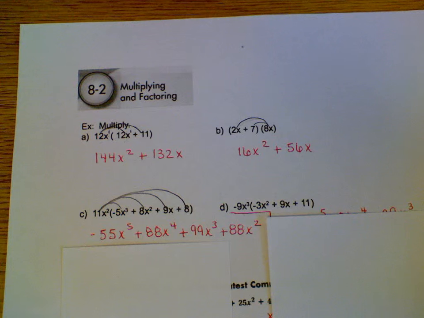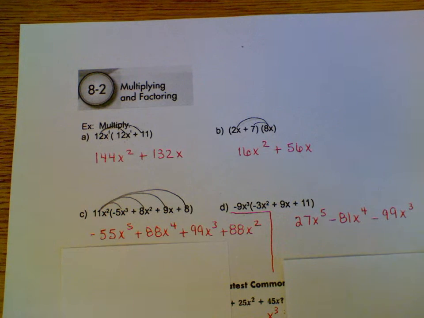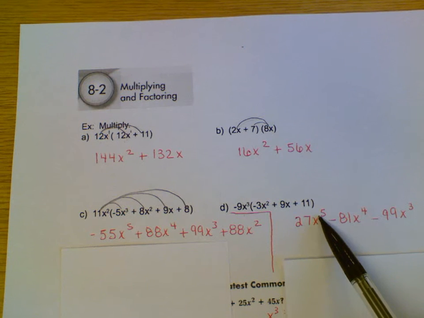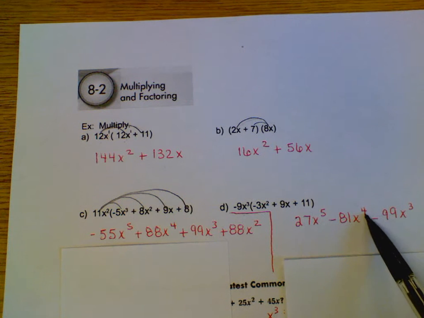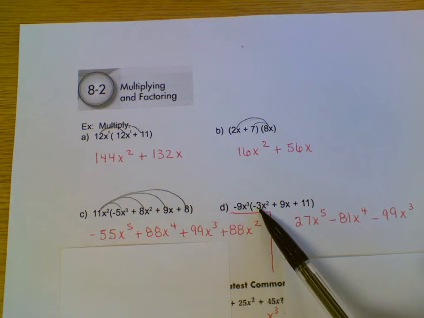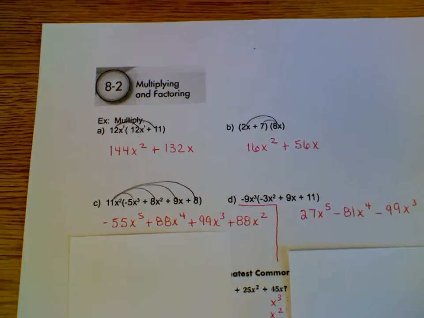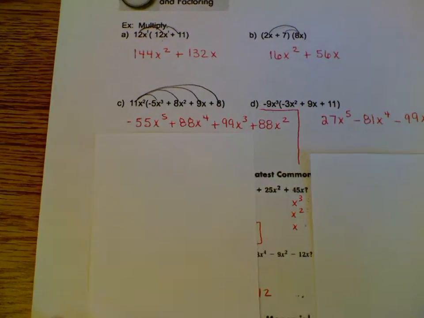Pause the video and see if you can do the second one. So I would distribute on the second one, and my final answer should say 27x to the fifth minus 81x to the fourth minus 99x cubed. Again, times your coefficients, add those exponents. Okay, now we're going to switch gears. Now we're going to find the greatest common factor.